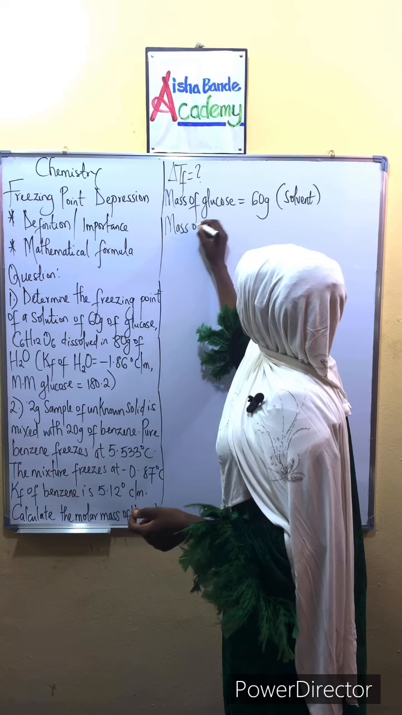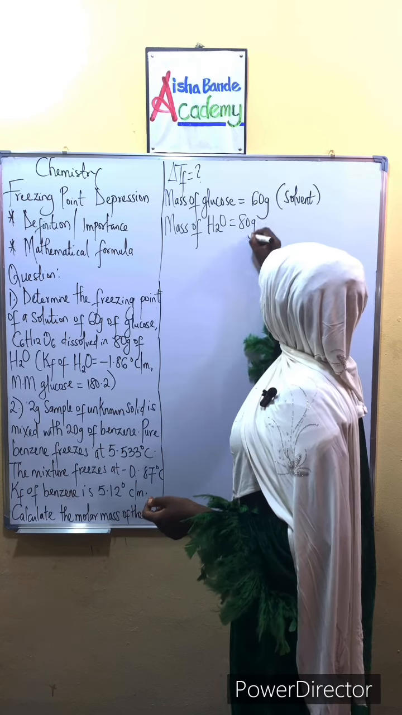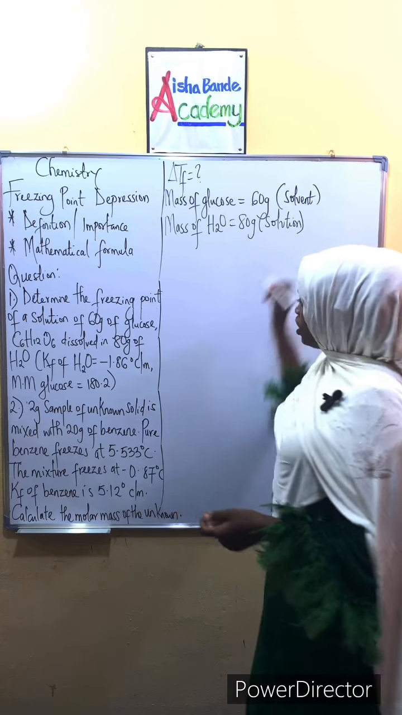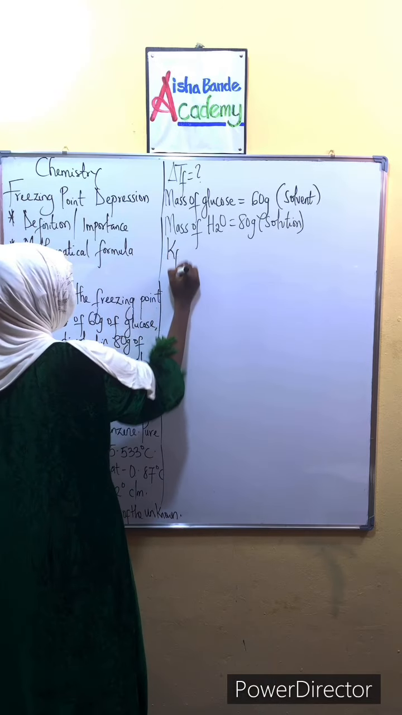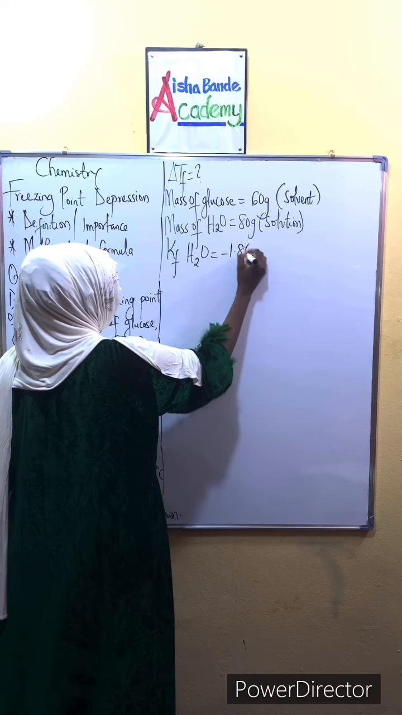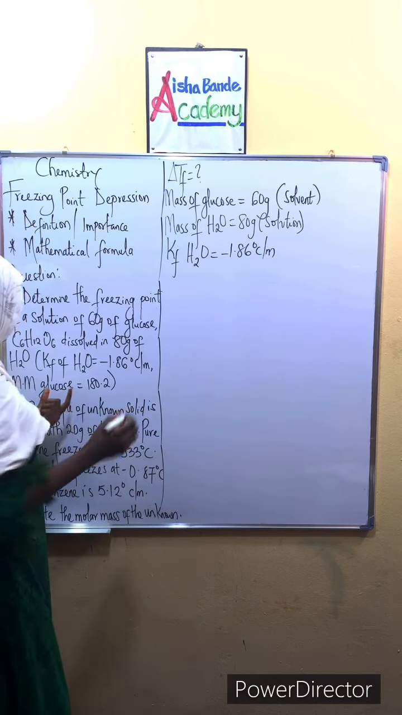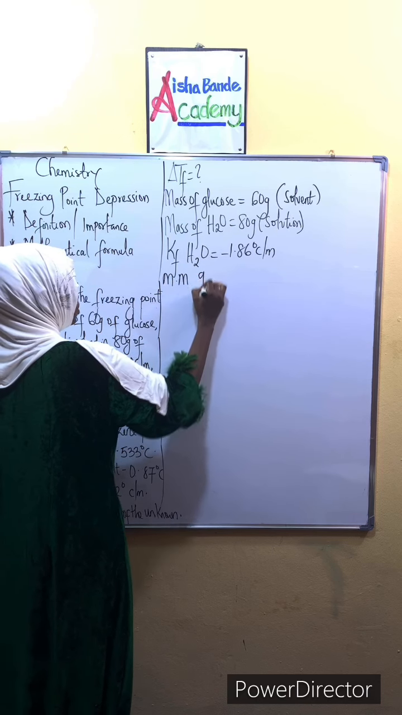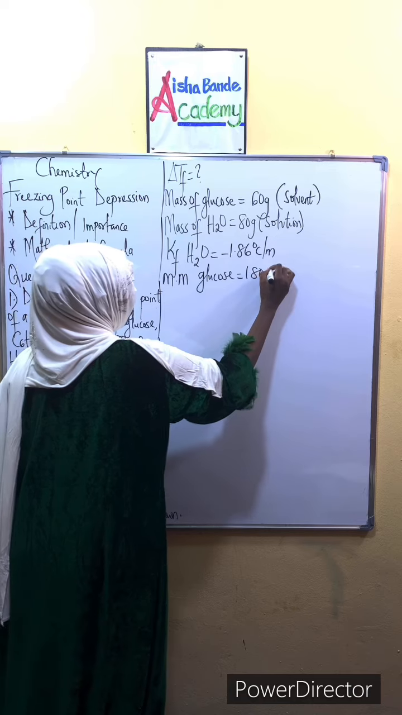So the mass of water is given as 80 grams, and this is the solution. Okay, and we have the freezing point constant of water, that's Kf of water, given as minus 1.86 degrees Celsius per mole. And the last parameter we have is the molar mass of glucose. Okay, so the molar mass of glucose is given as 180.2.